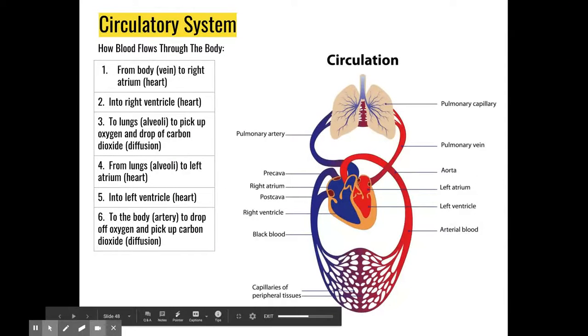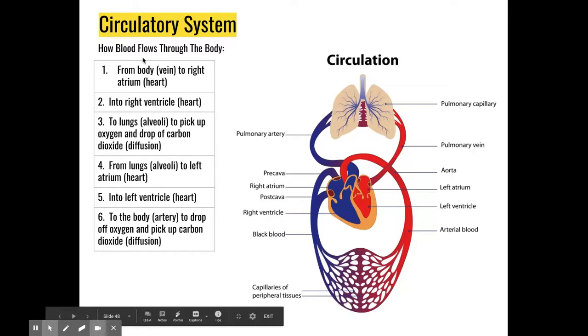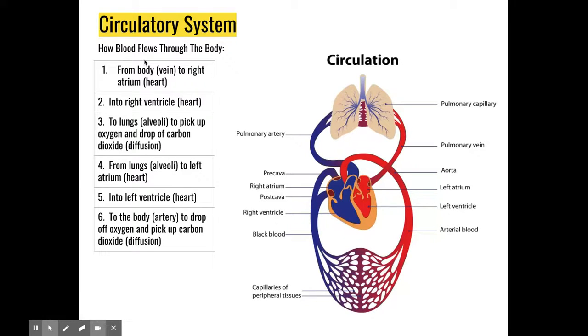All right, so the steps right here are the steps that blood flows through. It's basically a cycle, it's a circle, so you could start at any one of these steps and just work your way through it and keep cycling through. I've decided to start in a body vein that is going to the right atrium of the heart.